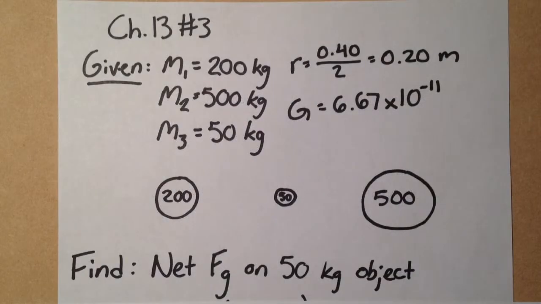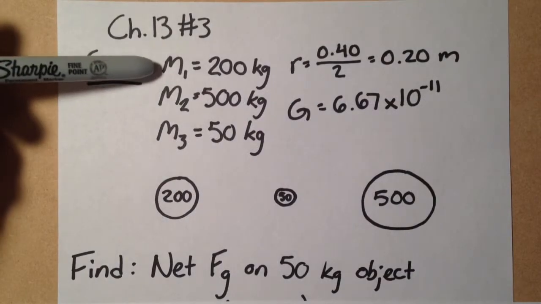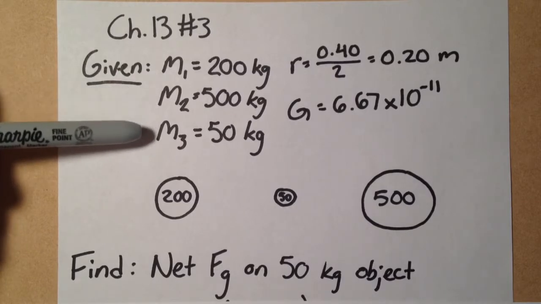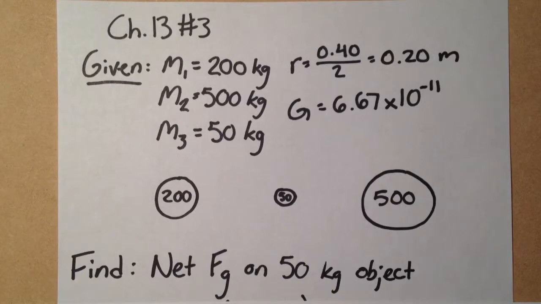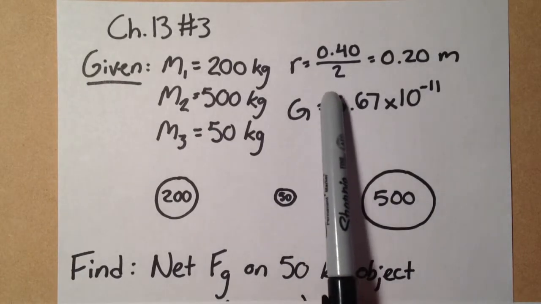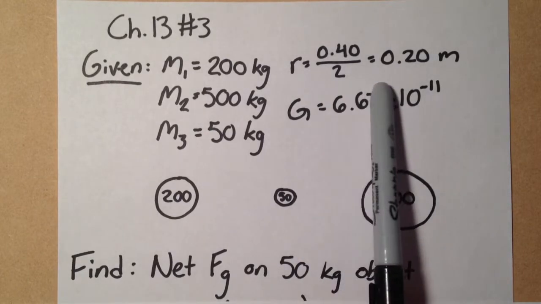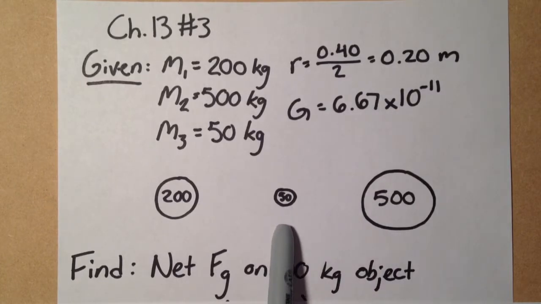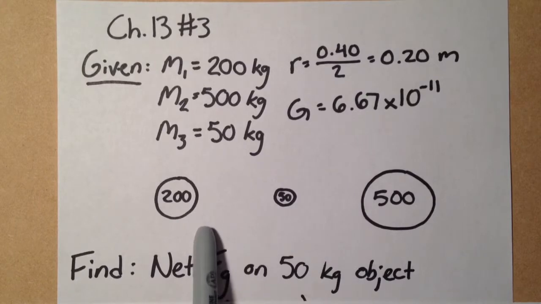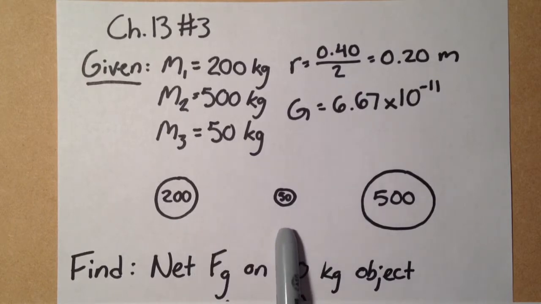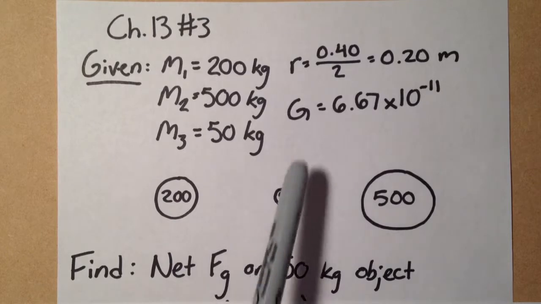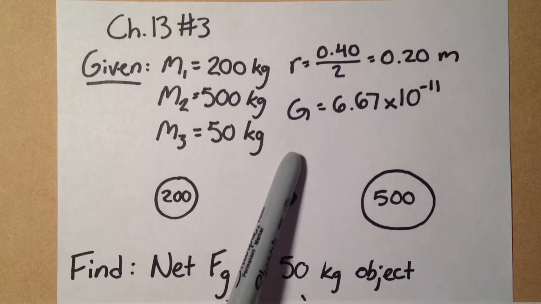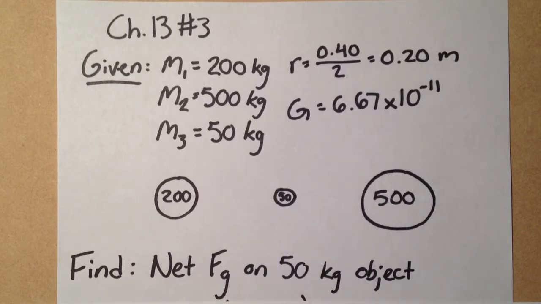Okay, so for this problem we are given that m1 is equal to 200 kilograms, m2 is equal to 500 kilograms, and m3 is equal to 50 kilograms. Our radius is 0.40 over 2, which is equal to 0.20 because the object is directly in between the 0.4 meters, leaving it as 0.20 meters. And G is equal to 6.67 times 10 to the negative 11 because it's the gravity constant.